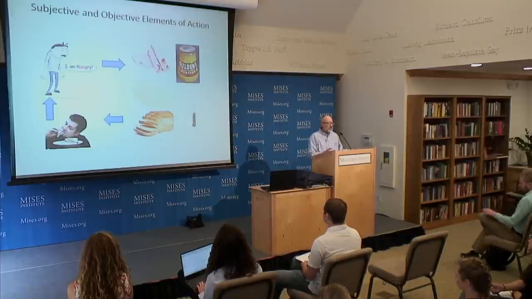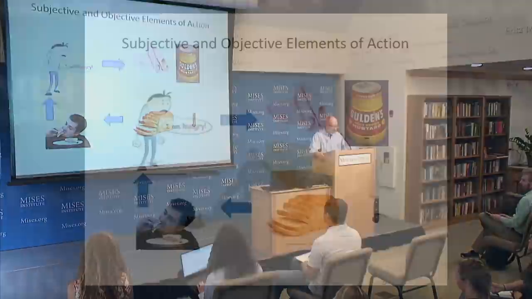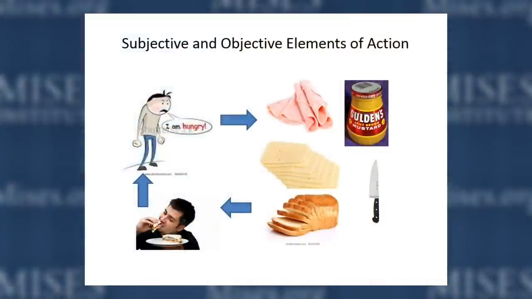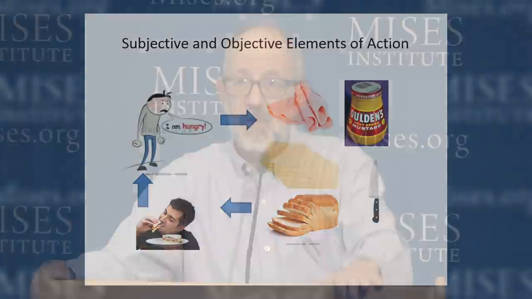Okay, so here it is in a little more vivid form. Guy's hungry, right? And so he looks about his environment, and he sees these things that can serve as means, okay, for a ham sandwich. And so therefore he combines them. And by the way, Menger understood this, and actually the French school of economists understood this even before Menger.